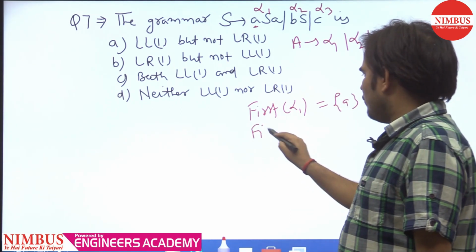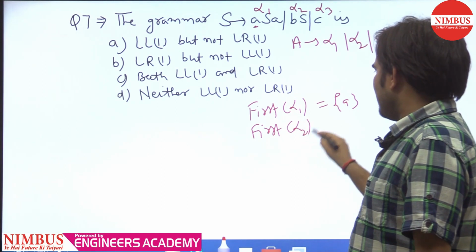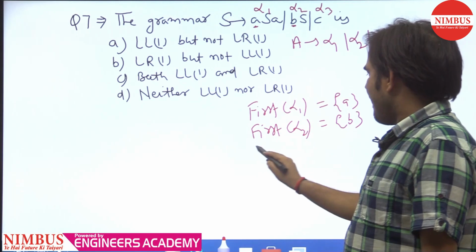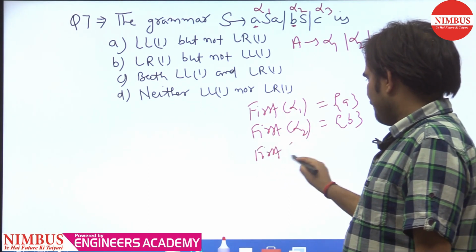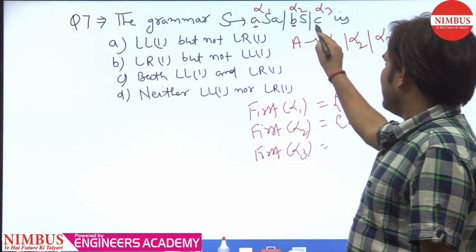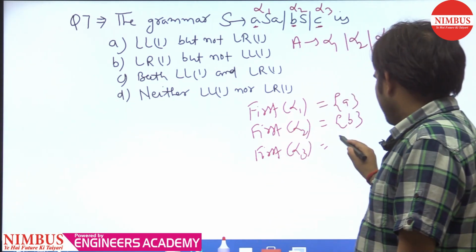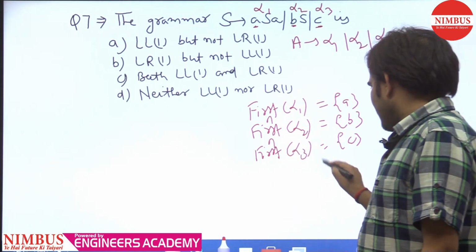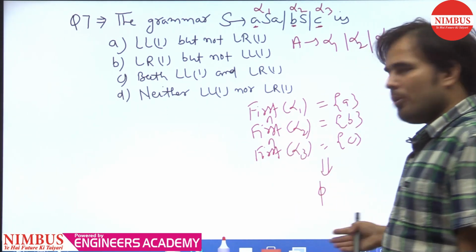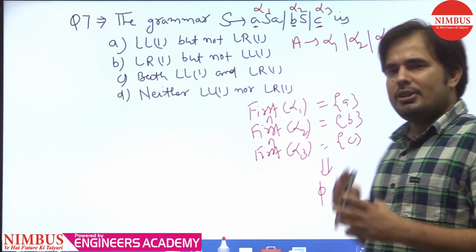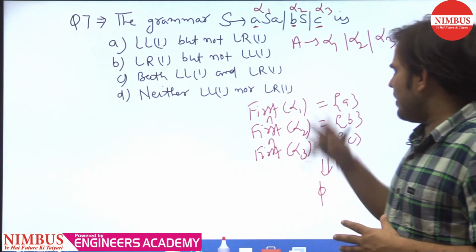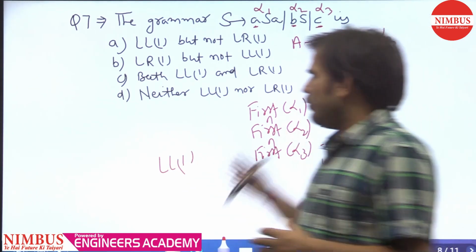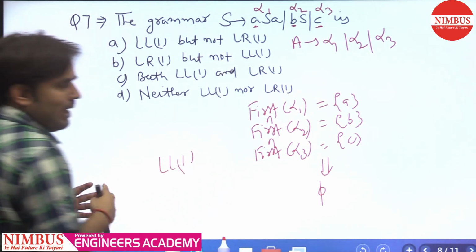First of alpha2, directly you can check, this B. And first of alpha3, directly you can get this C. First of terminal is terminal, so this C. So when you do the intersection between these, you are getting phi, means nothing is common there. तो इस चीज़ से ये बात तो पता हो गई कि given grammar हमारी LL1 है. The given grammar is LL1. Okay guys. So we need to check also whether the given grammar is LR1 or not.